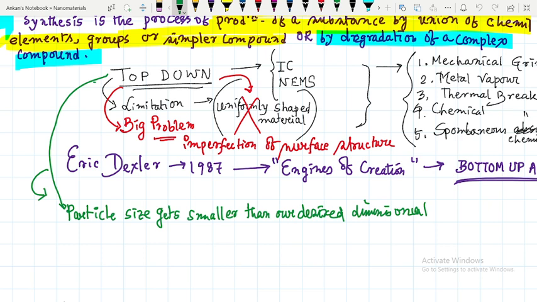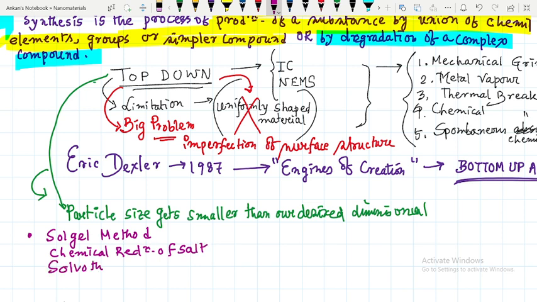Okay, before discussing the difference between top-down and bottom-up approach, let us find out what are the methods or processes employing the bottom-up approach. So the processes are, first one is sol-gel method. Second one is chemical reduction of salt, solvothermal processing, precipitation, microemulsion, electrochemistry.